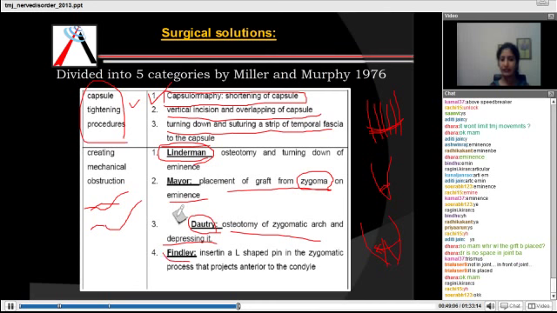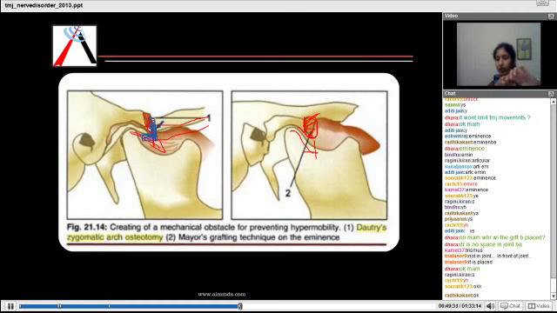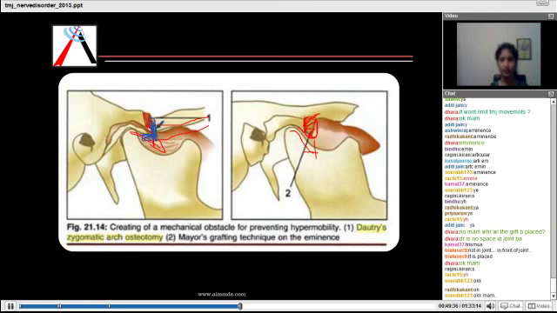Okay, next is Findlay. Findlay inserted an L-shaped pin in the zygomatic process. Now what he did was, he put an L-shaped pin like this over here, which tends to act like a speed breaker. Okay? He just put the pin inside your articular eminence or before the articular eminence, which prevented the anterior dislocation of your condyle.